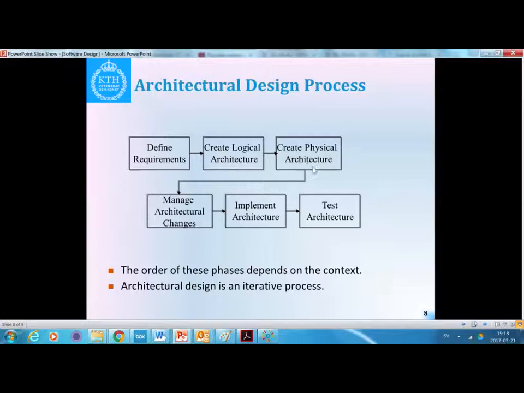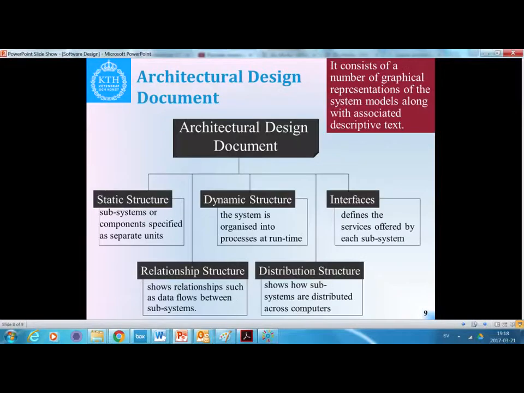Of course, while creating architecture and while implementing it, you may be forced to make architectural changes, or even when you deliver the system, you will have to conduct architectural changes, and then you will have to implement the architecture. That is when you implement the system, and afterwards you test the whole architecture. So this is the order. It's a logical order, but this order is actually dependent on the context itself. And finally, you have to document architecture.